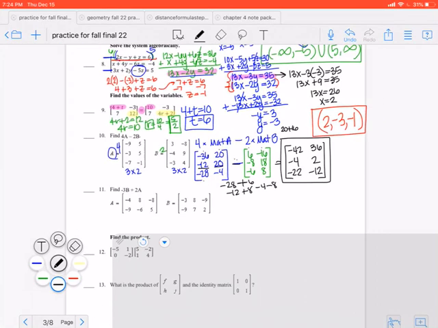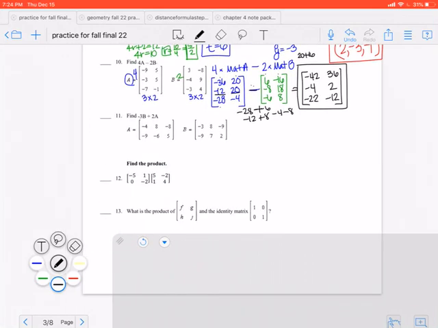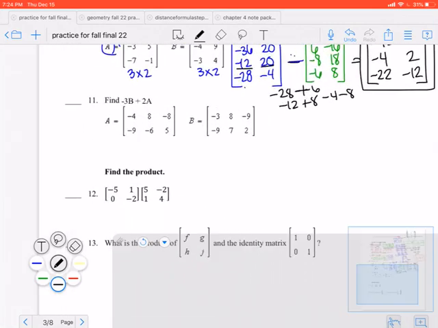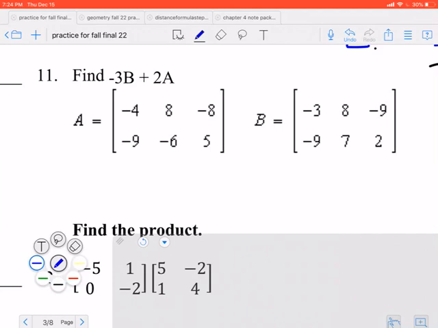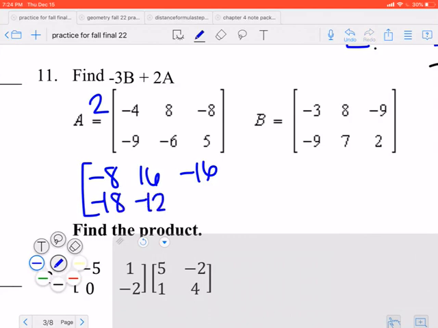All right. Same thing going on here. So let's get to it. For matrix A, the second one, that's multiplied by 2. Negative 8, 16, negative 16, negative 18, negative 12, positive 10.